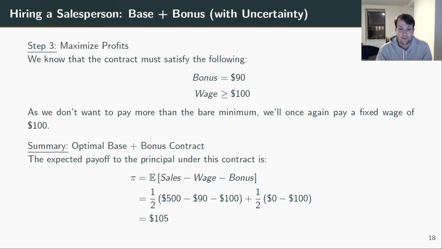And so the optimal contract now is one in which we set a base of 100, a bonus of 90, and this to the principal is going to generate a total profit of just the expectation of sales minus wage minus bonus. On good days, sales are going to be 500. We're going to pay $90 in bonus, $100 in wages. On a bad day, sales are going to be 0. We're going to still pay $100 since this is a base salary. So in expectation we have $105.